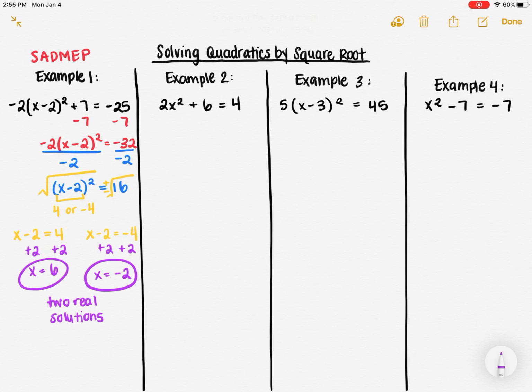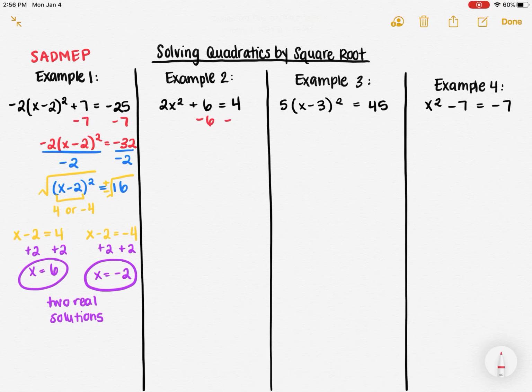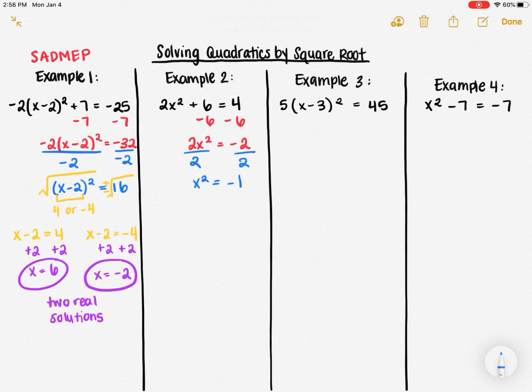For example 2, we have 2x squared plus 6 equals 4. So this time I don't have any parentheses, but I'm still going to want to get rid of everything except for x, because I'm trying to get x by itself. So still following SADMEP, I have 2 multiplying the x squared and 6 adding to the x squared. So I need to subtract 6 first on both sides. So I get 2x squared equals -2. And then I'm going to divide by 2 to get rid of the 2 being multiplied. So I have x squared equals -1.